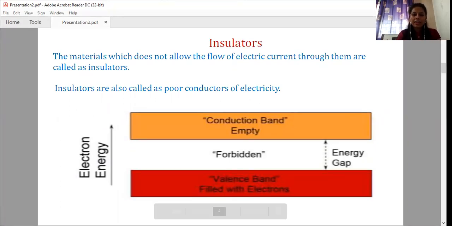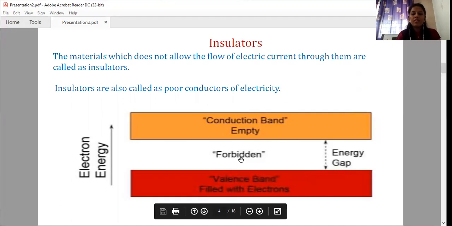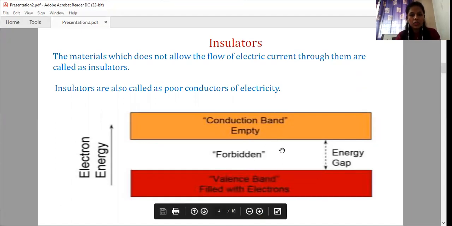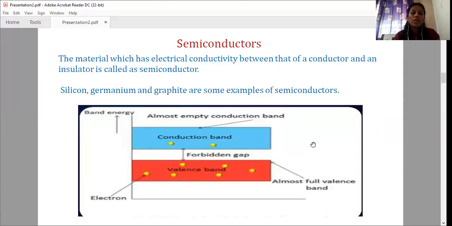In this diagram, we see that the valence band and conduction band have a maximum distance between them. The band gap in an insulator is greater than 3 electron volts.